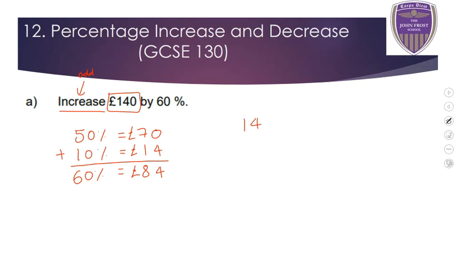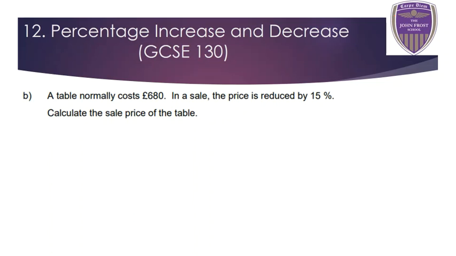So it was £140 to start with. We're increasing it by 84, so we're adding 84 on. Do the column method if you're unsure. 0 plus 4 is 4, 4 plus 8 is 12, so carry the 1, 1 plus the 1 is 2. So after the increase, it's £224. Make sure you don't forget about that last part. It's either adding or subtracting, depending if it's increase or decrease.